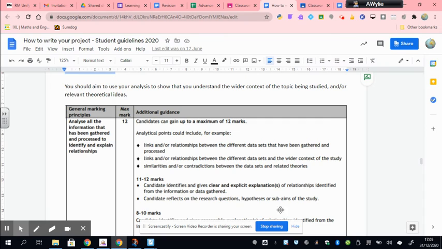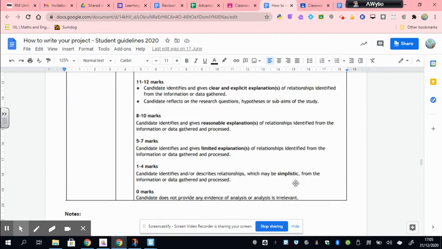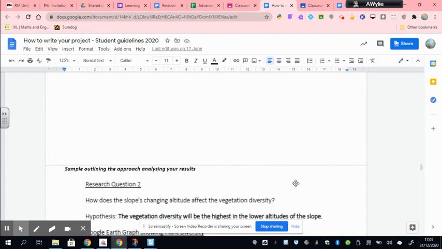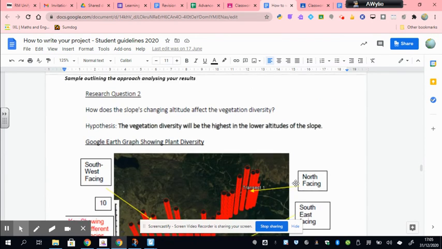So these two key statements, and you'll notice the entire mark scheme is all about the identification of the links between the different bits of data you've gathered in your different research questions and your background research, the link between your findings and your background research. Now, you can have a little look at some examples of analysis that shows all of this.